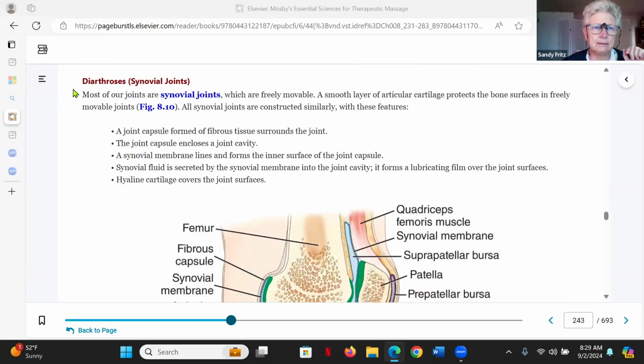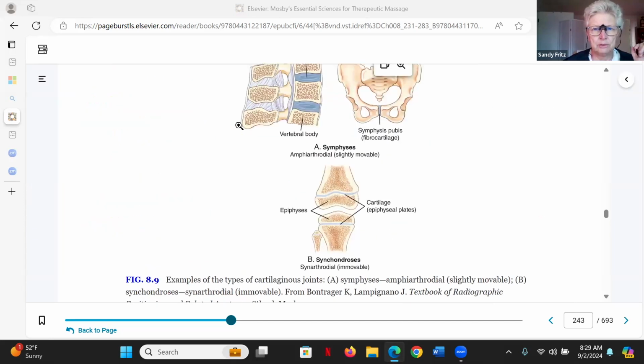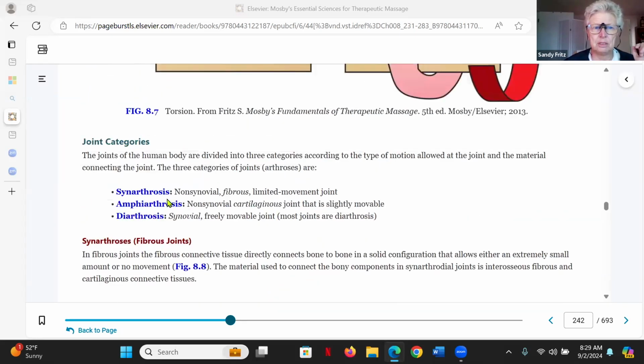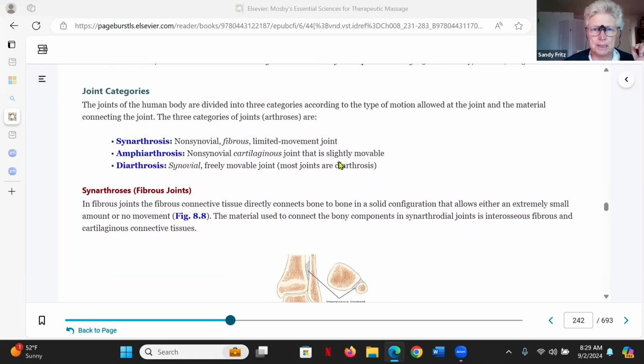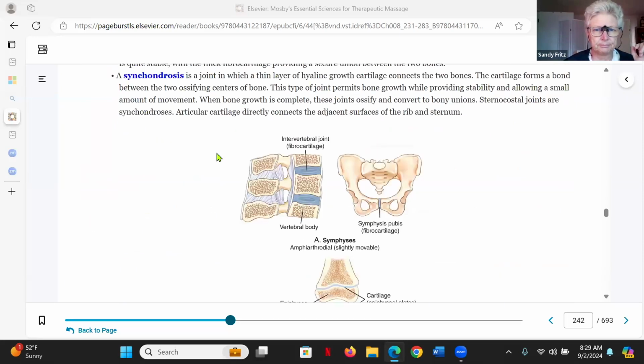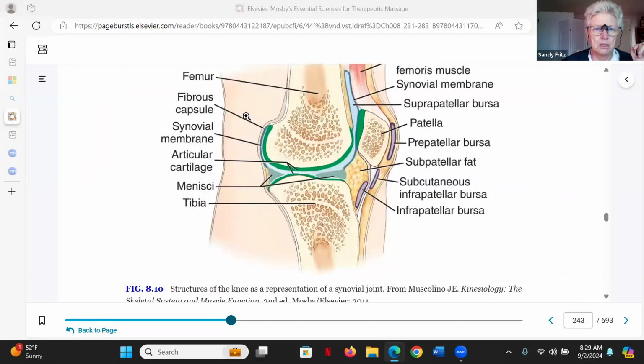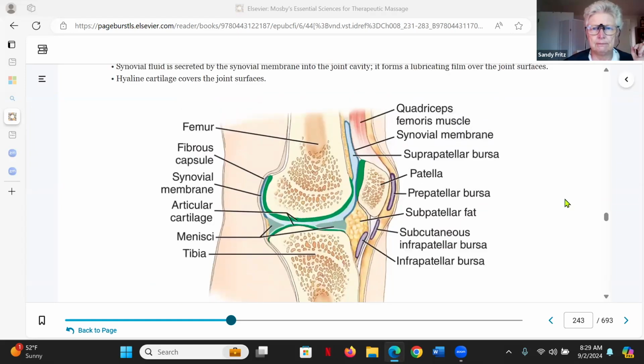And then the highly movable joints, the diarthrotic synovial joints. You need to be able to recognize multiple names for the same joints through here. So again, this is a schematic of a synovial joint. This happens to be the knee. So you're going to want to look at these and see how well you recognize the terms. And if not, you're going to want to narrow down and review.